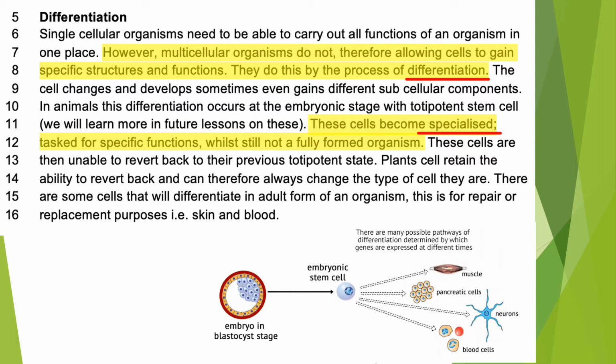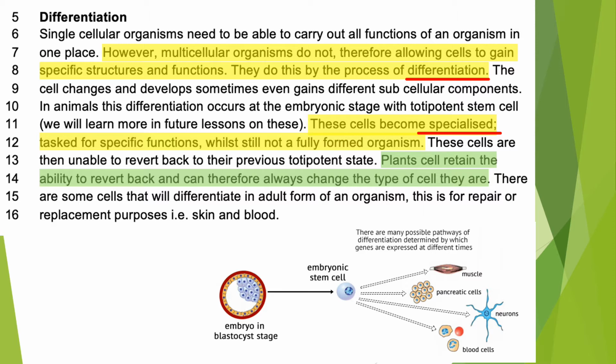Let's continue on at the end of line 13. Plant cells retain the ability to revert back and can therefore always change the type of cell they are. That sounds like a pretty important piece of information, so let's highlight that. I just chose green for a different color because we're talking about plants here. Plants are very special in that way because they store their stem cells at the very tips of the plants, called the meristem. This is the reason why plants grow taller and grow out. It's because they have stem cells at the end that are specialized as they keep growing. But that being said, they still do have the ability to go back and forth.